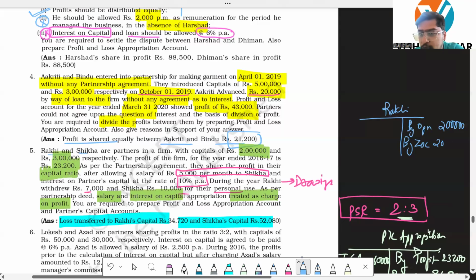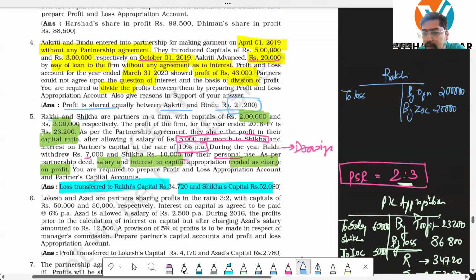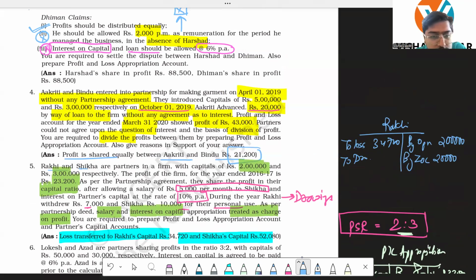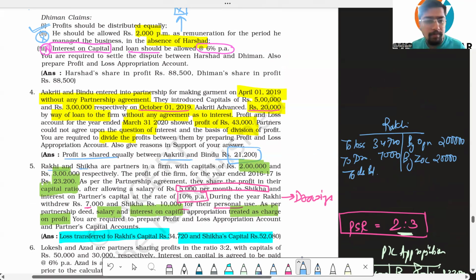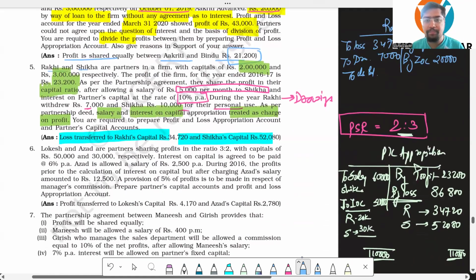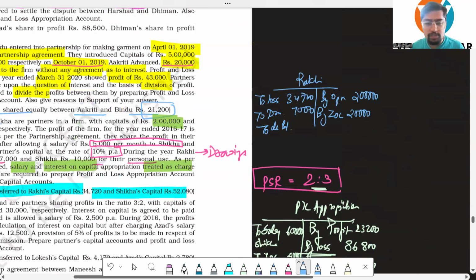Okay. Then there is going to be a loss share, so to loss, which is going to be 34,720. There's going to be drawings of Rakhi, which is 7,000. Okay. Salary is to Shikha, so that will come in Shikha's account. And then whatever is the balancing figure will be the closing balance of partner's capital. Same way we will prepare for Shikha also. Okay. This is the solution for question number 5. Let us move to the next question.